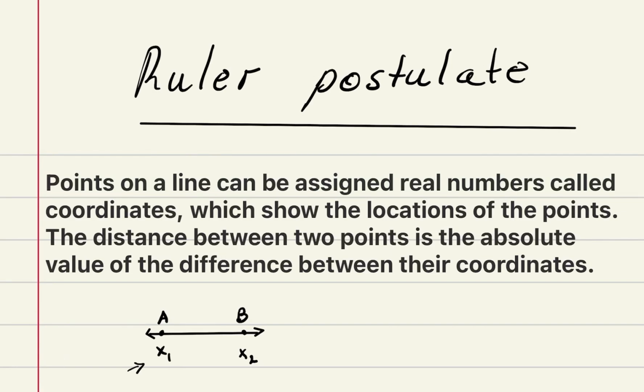In this lesson, we're going to learn about the ruler postulate. What is the ruler postulate? So here's the formal definition. It says that points on a line can be assigned real numbers called coordinates, and those coordinates are essentially the locations of those points. Now the distance between those 2 points is the absolute value of the difference between their coordinates.